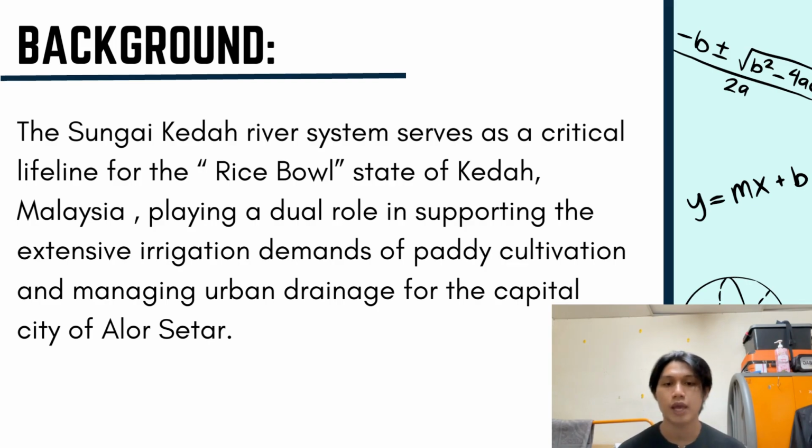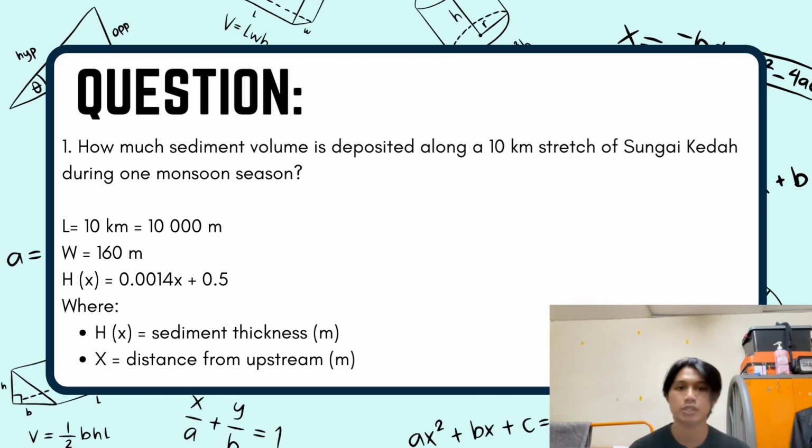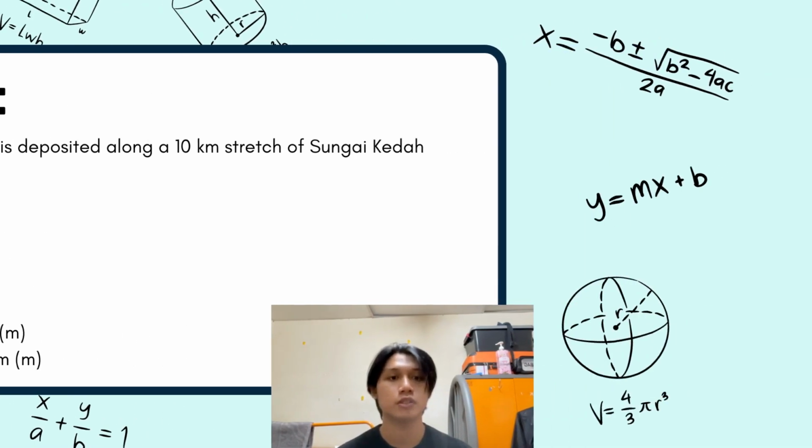Therefore, estimating the volume of sediment accumulation along Sungai Kedah is essential for effective flood mitigation and sustainable river management. The geoscience question for the study was, how much sediment volume is deposited along a 10-kilometer stretch of Sungai Kedah during one monsoon season?